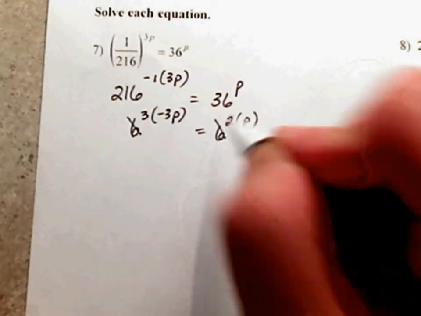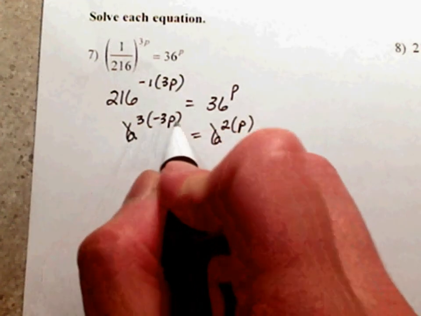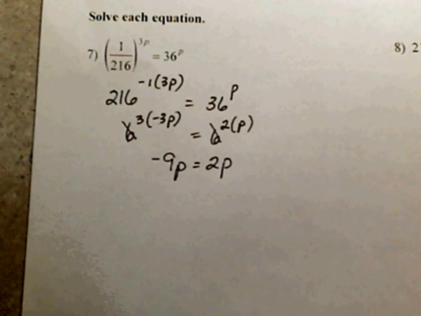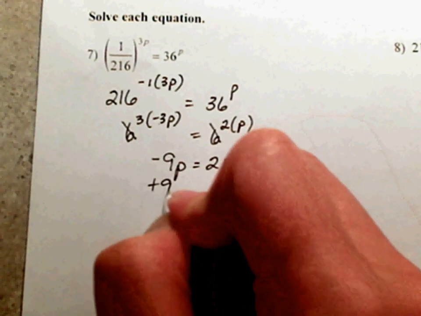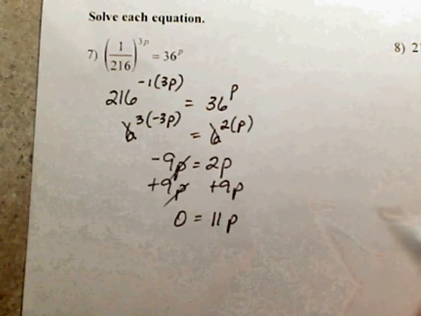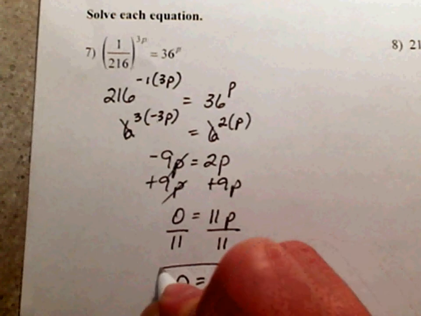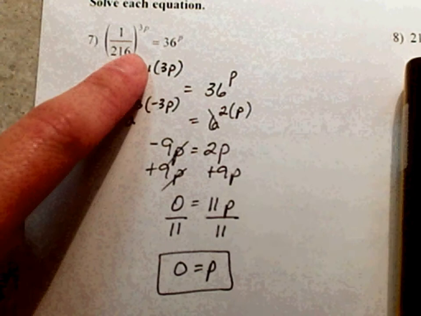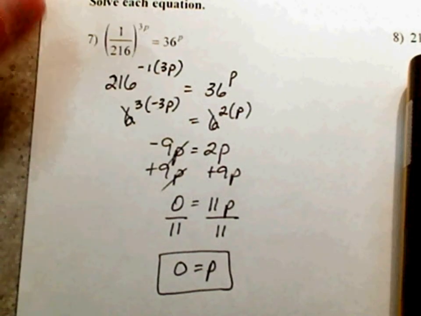3 times negative 3p is negative 9p equals 2p. Okay? So let's add 9p to both sides. That gives you 0 is equal to 11p, divided by 11. p is equal to 0. Now, you can check, okay? So let's check. 3 times 0 is 0. Anything to the 0 power is 1. 36 to the 0 power is 1. So they both come out to be 1 equals 1. So that checks.